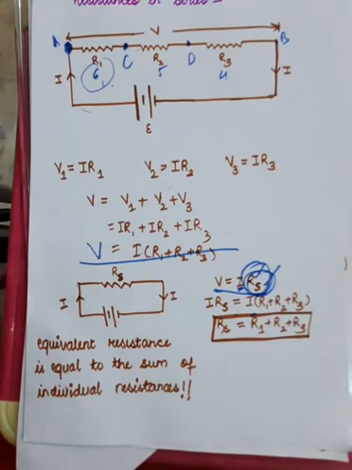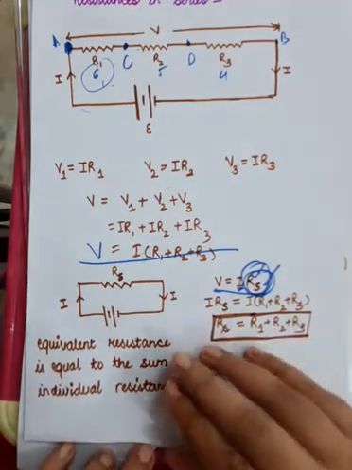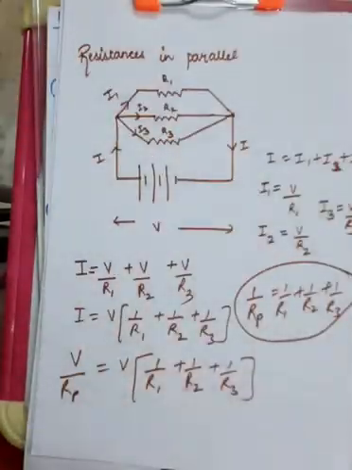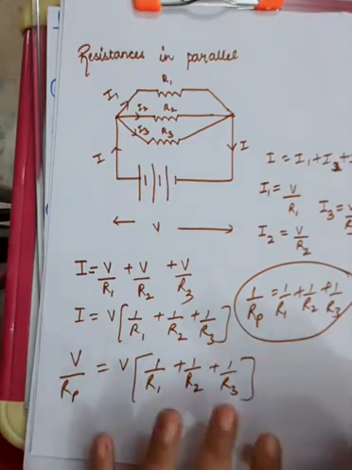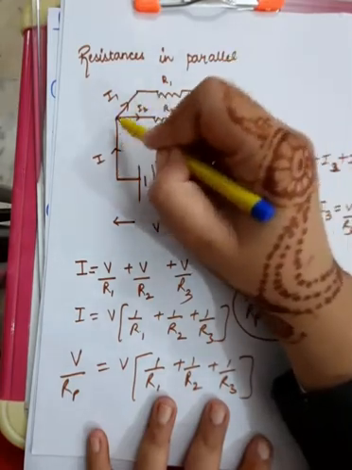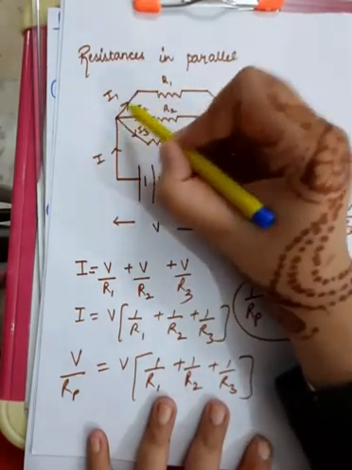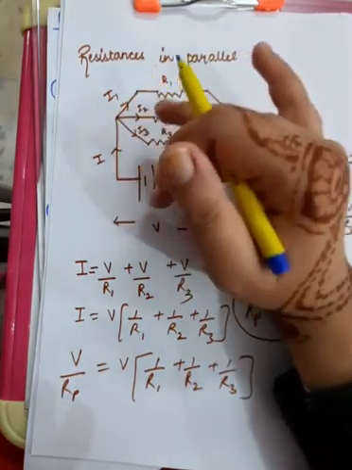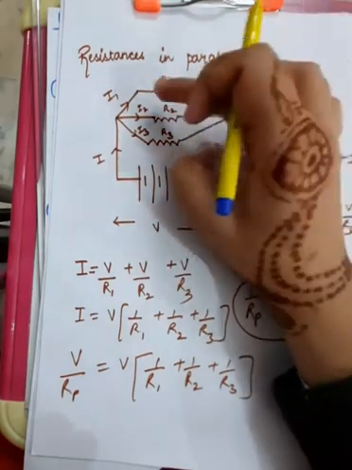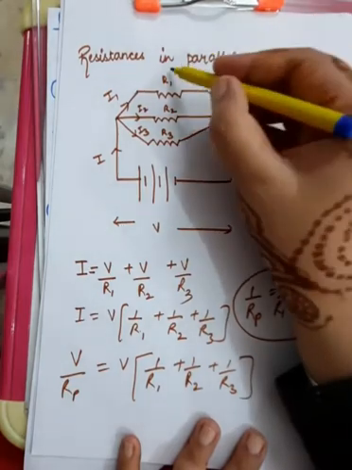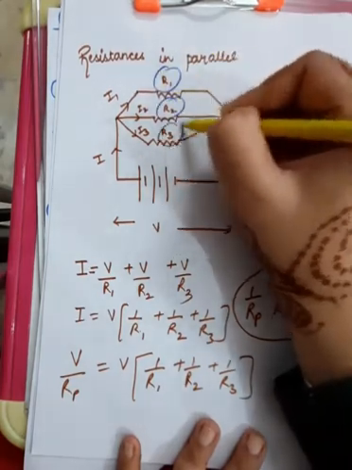Fine. So this was all about resistances in series, and now we will be studying resistances in parallel. We need to see that. So here you have resistances in parallel. How to study this? Parallel combination means all the resistances are connected like this, so that the first end of all the resistors is connected to the positive terminal, and the other ends are connected to the negative terminal. Resistances are R1, R2, R3.